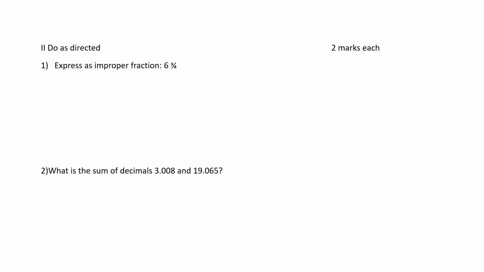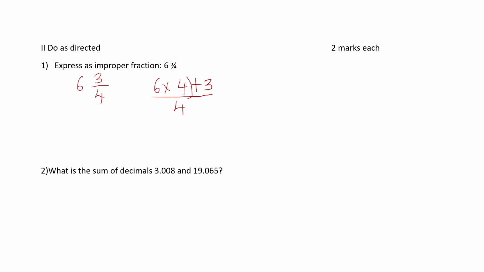First, we need to multiply the whole number. 6 3/4 is the question. Here, the whole number is 6. So, we need to multiply the whole number by the denominator. The whole number is here 6 and the denominator is 4. So, 6 into 4, and then add the numerator 3, and the denominator remains the same.